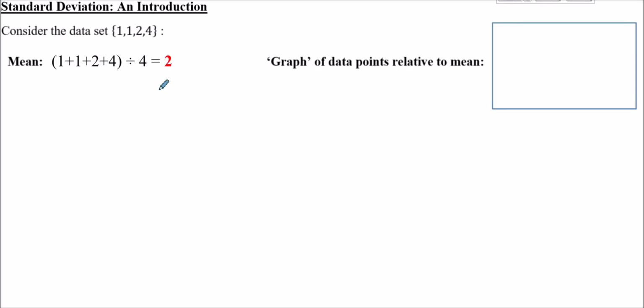If we now consider a graph, I've put graph in inverted commas here, because it's not quite a graph as such, but imagine an illustration of data points relative to the mean, like this perhaps. I've drawn a line at 2, which represents the mean, and these 4 green dots represent the data points. We've got 2 ones, which you can see are 1 away from the mean, 1 to the left, 2, which is bang on the mean, and 4 over here, which is 2 away from the mean on the right-hand side.